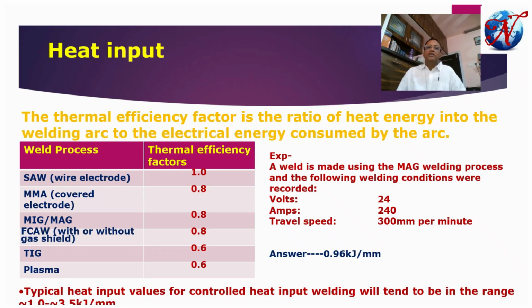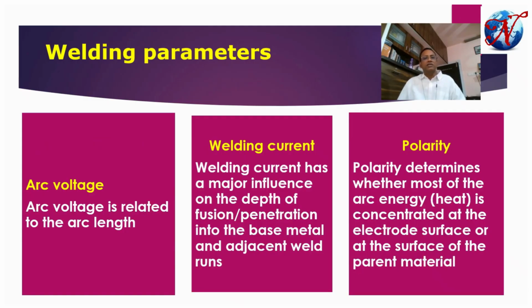For example, suppose a weld is made using the MAG welding process, and the welding parameters are like this. The voltage is 24 volt, current is 240 ampere, and travel speed is 300 mm per minute. Then the arc energy will be 0.96 kJ per mm. For the MAG welding process, the thermal efficiency is 0.8, and multiplied with that, the heat input can be calculated. So heat input is most important.